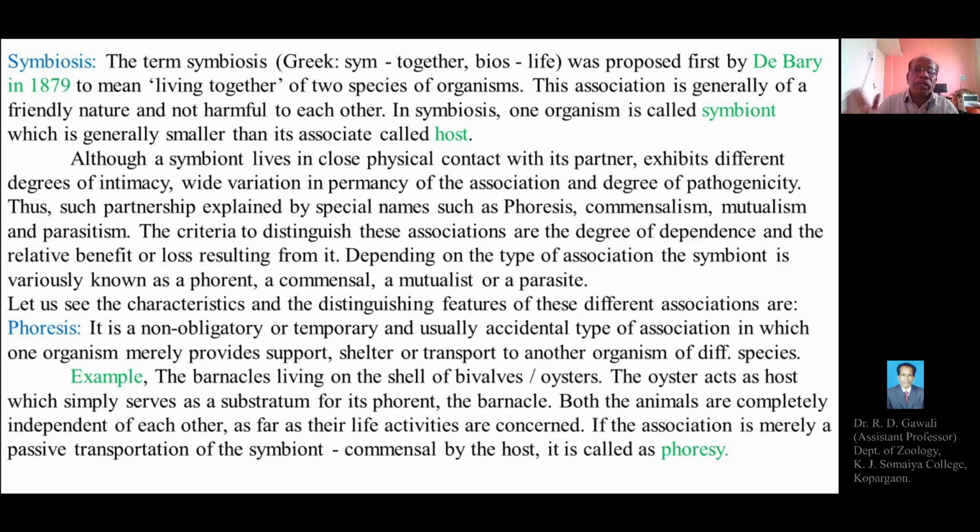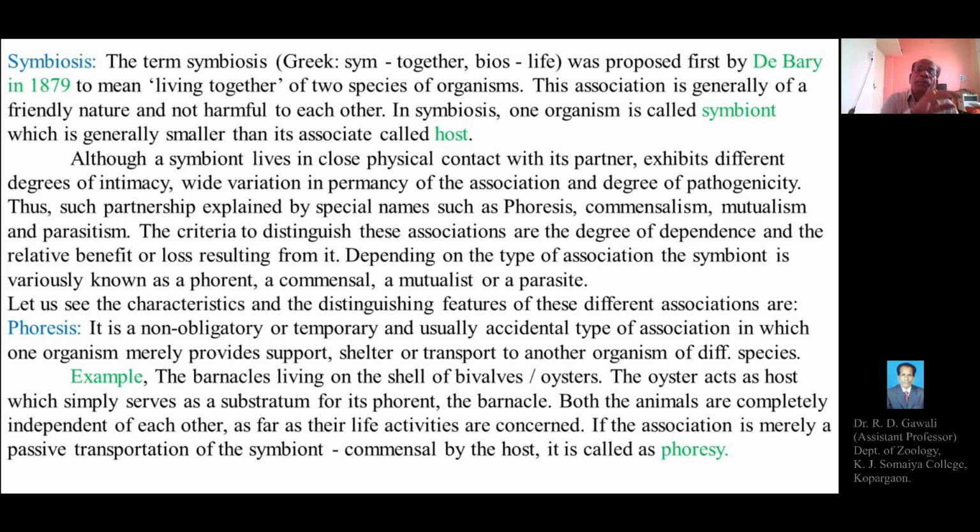If the association is merely a partial passive transportation of the symbiont, a commensal, by the host, it is called phoresy. If the relationship is of a loose type, providing support, that is, the passive transportation of the symbiont, the barnacle, from one place to another by the host, the bivalve mollusk, it is called phoresy. So phoresy is a loose form of relationship where the host provides support just for transportation from one place to another.